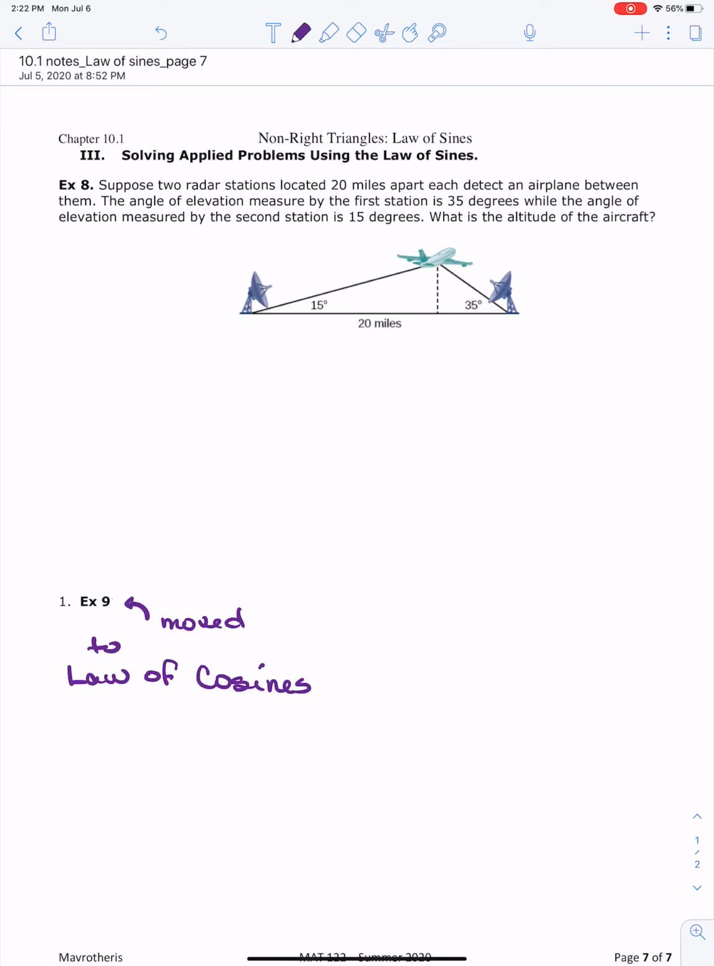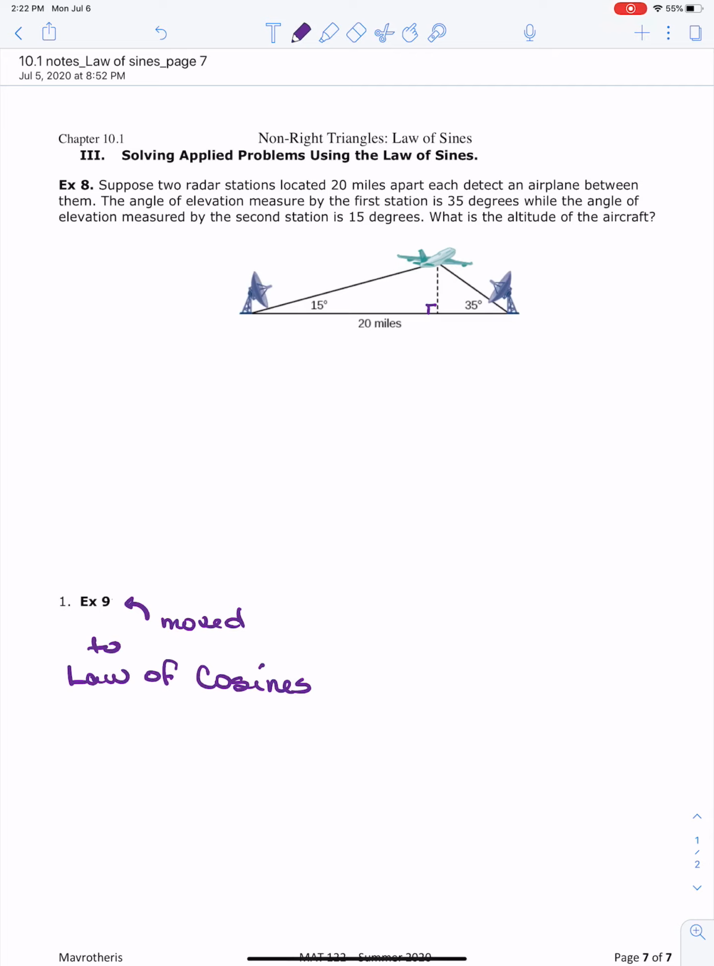They each detect an airplane between them, and the angle of elevation measured by the first station is 35 degrees. The angle of elevation measured by the second station is 15 degrees. We want the altitude of the aircraft. And so here's the thing. That altitude makes a right triangle. Awesome, but that 20 miles covers both of those triangles, so that's not incredibly useful.